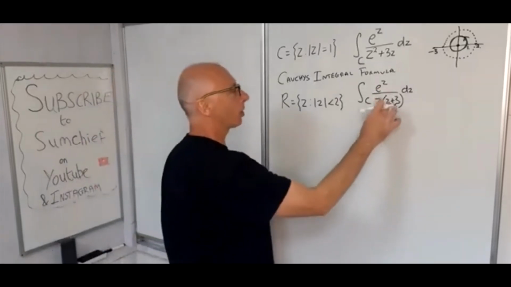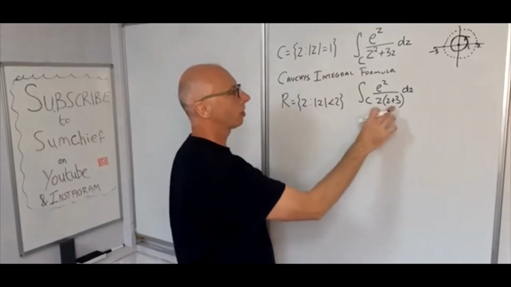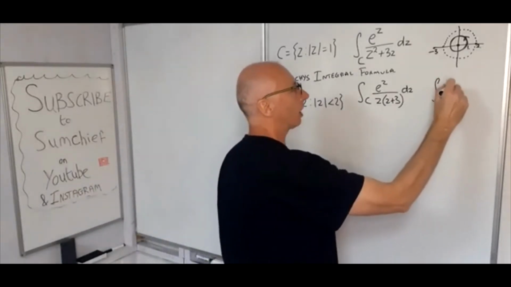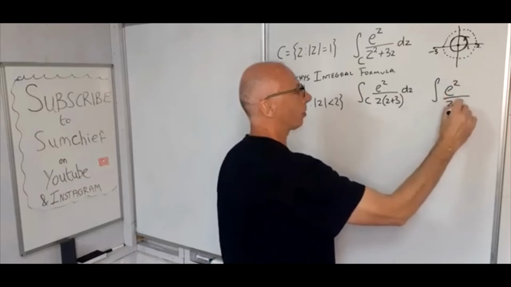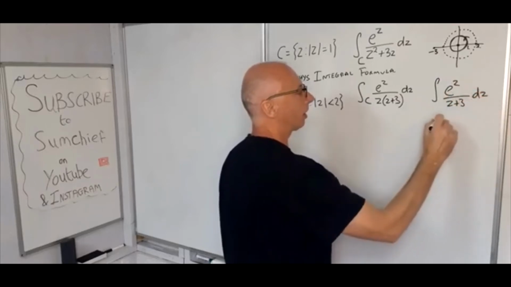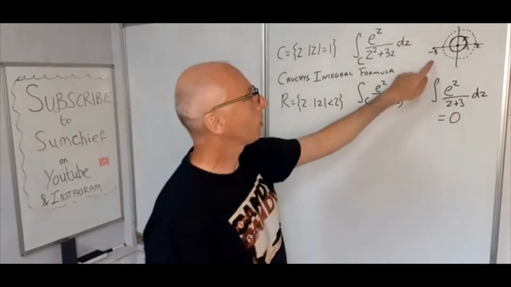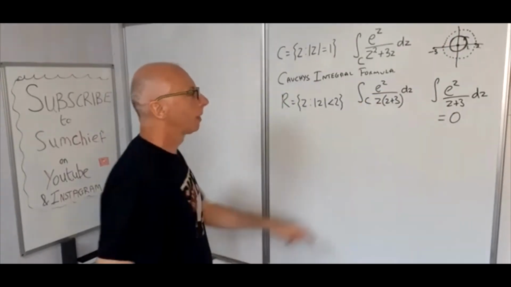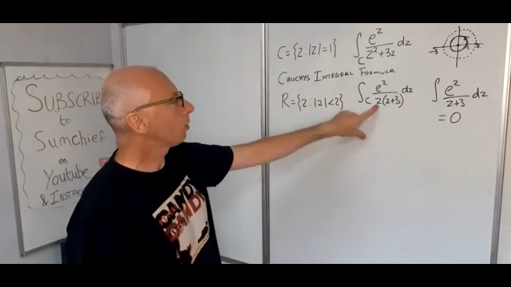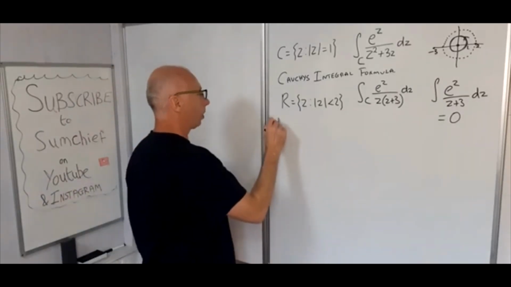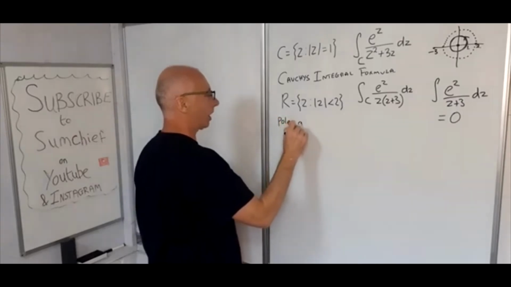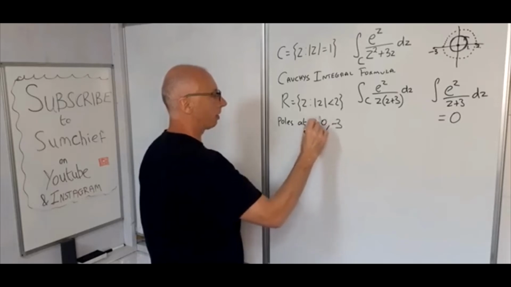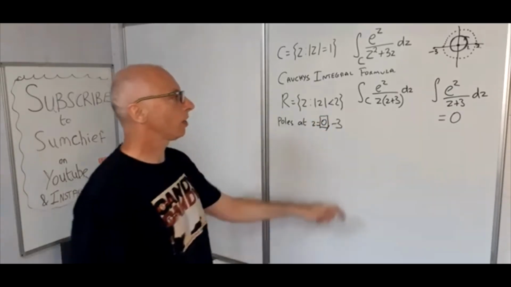So -3 is not inside our closed contour, so we're not going to even bother calculating that. If you just had this question on its own and these were our conditions, the answer would be 0. So if we just did e to the z over z plus 3 dz, this would equal 0 because the -3 is not inside the contour. But we've got this function here, and our singularity here is at z equals 0. So poles at z equals 0 and -3. So this is the one that we're interested in.